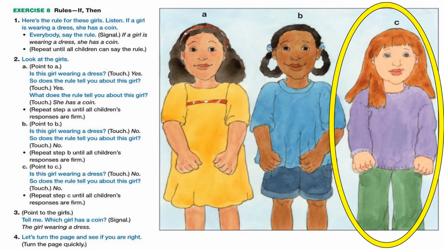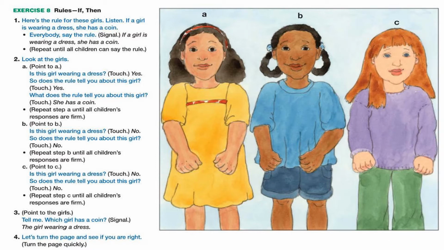Is this girl wearing a dress? Get ready. No. So does the rule tell you about this girl? Get ready. No. Tell me, which girl has a coin? Get ready. Yes, the girl wearing a dress.